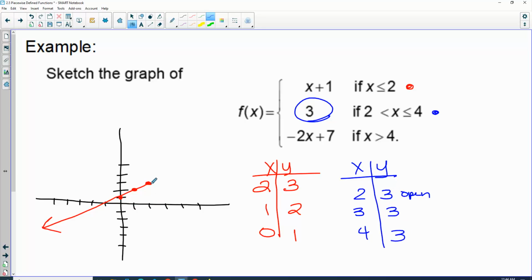So 2, 3 is supposed to be open, but I already have a closed circle there. So what do I do? Keep it closed. 3, 3, and 4, 3. I'm just getting this horizontal line right there.